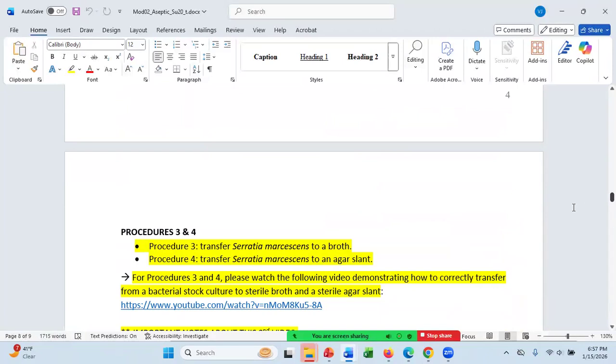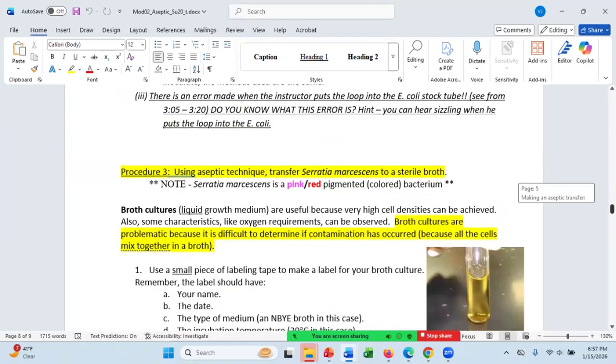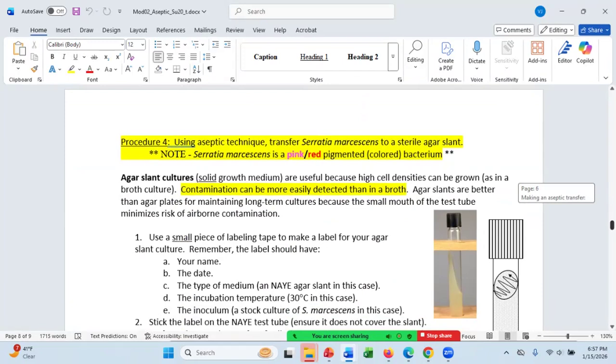In procedure 4, you're going to transfer Serratia marcescens onto an agar slant. Serratia marcescens, when it grows on an agar slant, will be pigmented red. If it grows in a liquid culture, it'll be pigmented pink, by the way. So it's not quite as intense when it's in a liquid culture as when it's growing on a slant, solid culture. Contamination on a slant can be more easily detected than in a broth.